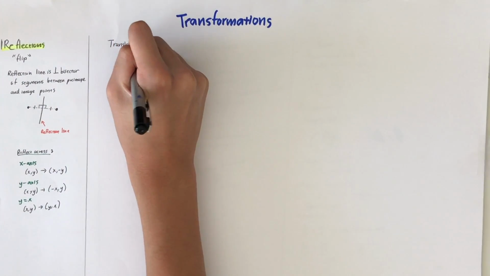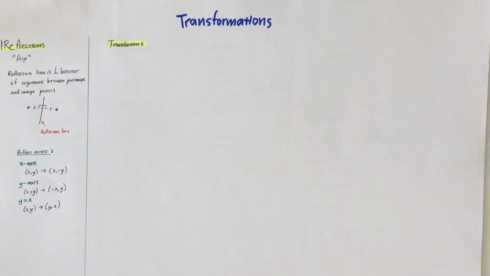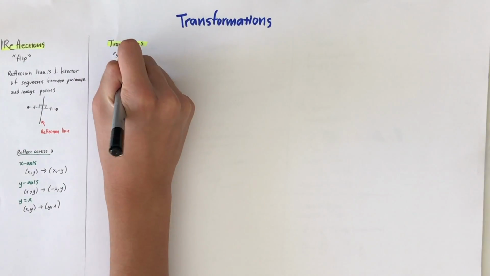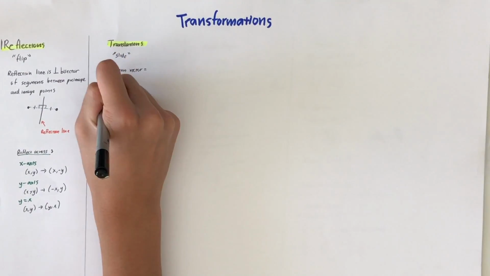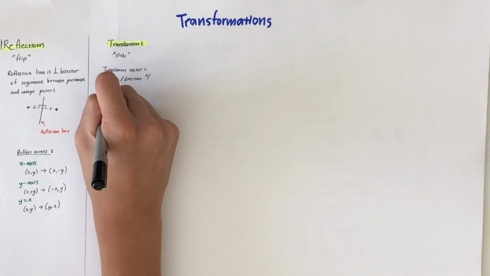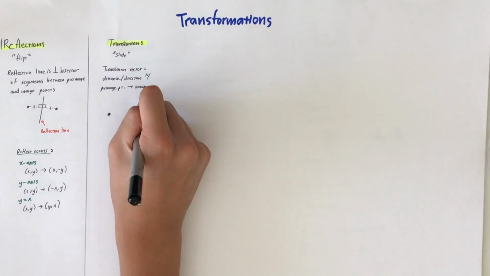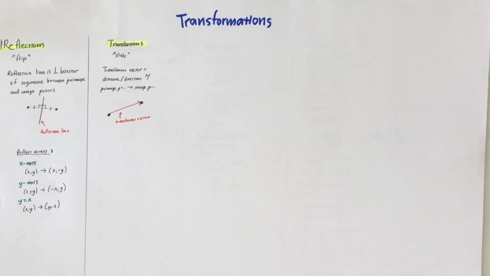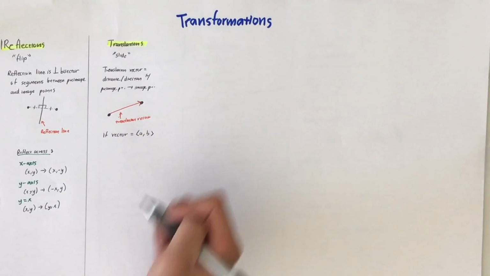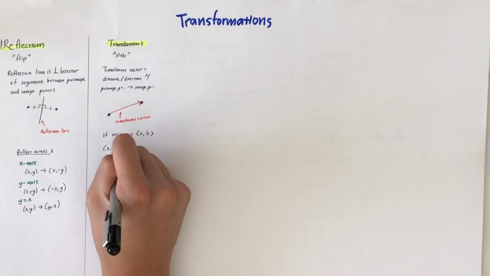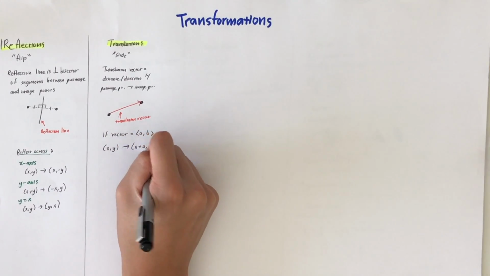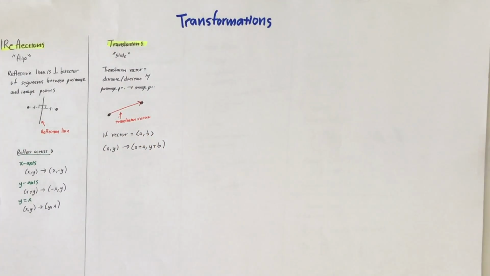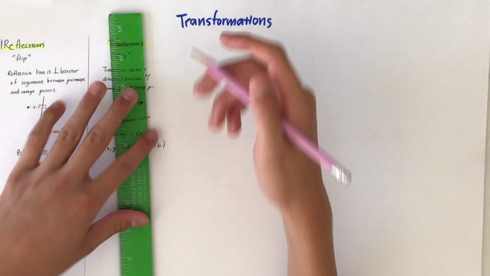Next, we're going to talk about translations. So a translation can be described as a slide. So you're just sliding the pre-image to the image. Now the pre-image moves to the image along a translation vector, which is the distance and direction from the pre-image to the image point. So this line right here would be the translation vector. And if the translation vector is (a, b), then to move a point from (x, y) to its new image, you just add a and b to the x and y coordinates.